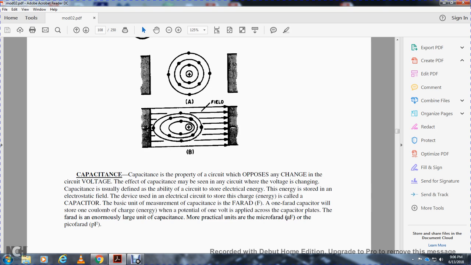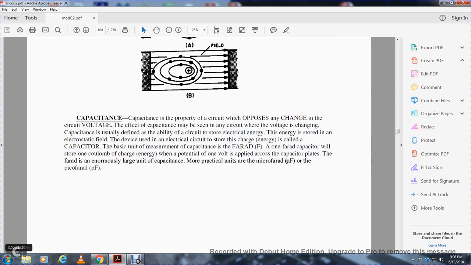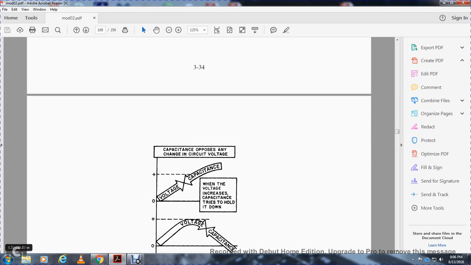A 1 farad capacitor is one that stores 1 coulomb of charge with 1 volt potential across the capacitor plates. The farad is normally too large; it is an enormously large unit of capacitance. More practically used are the microfarad or the picofarad. So capacitance opposes any change in the circuit voltage.